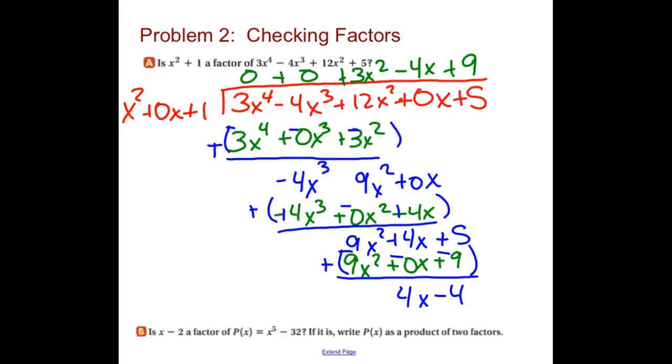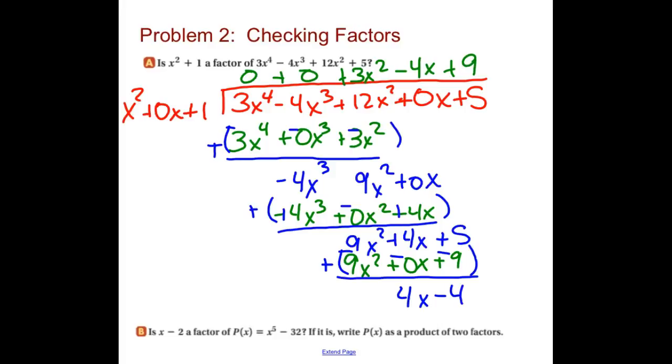All right, if you get to this point, in our quotient we have 3x squared minus 4x plus 9, and in our remainder we have 4x minus 4. I stopped at this point because the degree of our remainder, 4x minus 4, is less than the degree of our divisor, x squared plus 0x plus 1, which means there's no way I can get x squared plus 0x plus 1 to go into 4x minus 4.